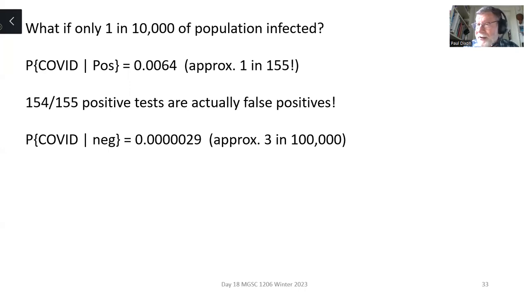If it was only 1 in 10,000, not 1 in 1,000 that had COVID, what happens? Well, almost every test result will come back as a false positive. Of 155 positive tests, 154 would not have COVID. Only 1 in 155 would. It screens out really, really well those that don't have COVID, so if you got a negative test, the chance you've actually got COVID is super, super small. So it's really safe to fly.